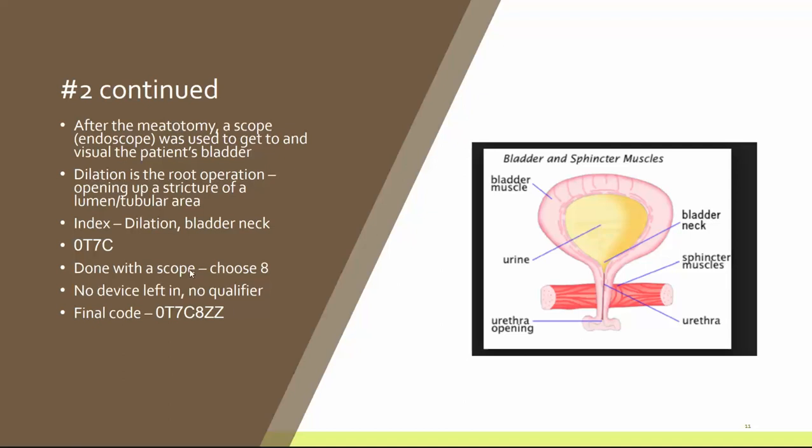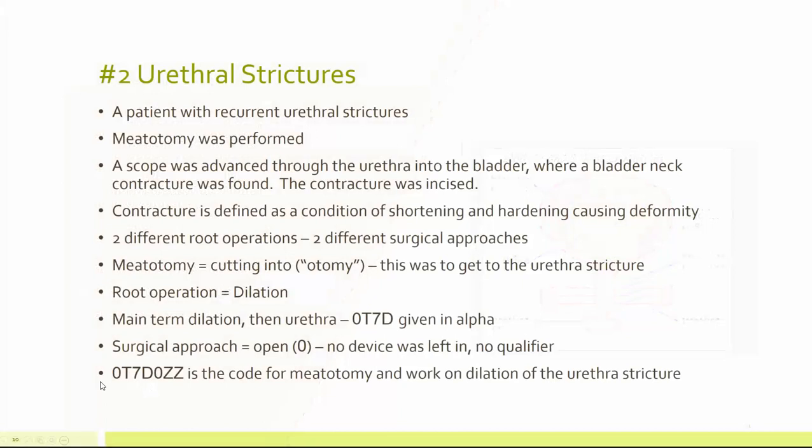0T7C. Again, this was done with an endoscope or a scope through a natural opening. It states in the clinical information a scope was advanced through the urethra into the bladder. That equates to 8 for our surgical approach. No device was left in, no qualifier. Our final code for that portion of the procedure is 0T7C8ZZ. So for this procedure, we have two codes. We have this code and we have the one on the previous slide.